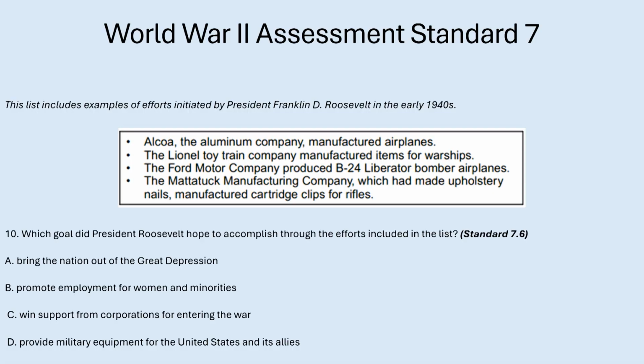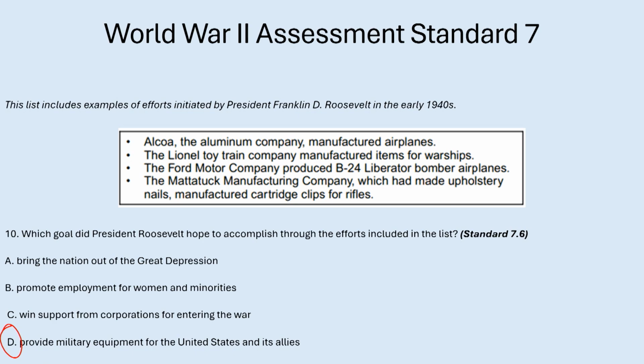Well, it seems like making weapons. Airplanes can be used as a weapon. Warships, clips for rifles, those are all items of war. Bring the nation out of the Great Depression, promote employment of women and minorities, win support for corporations for ending the war, provide military equipment for the United States and its allies.